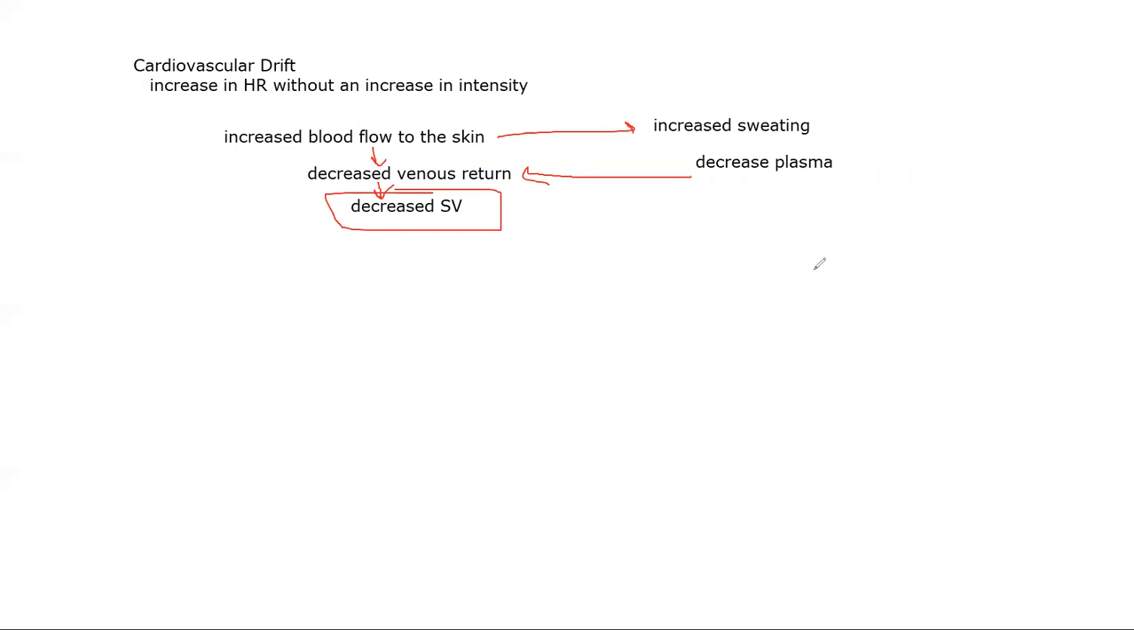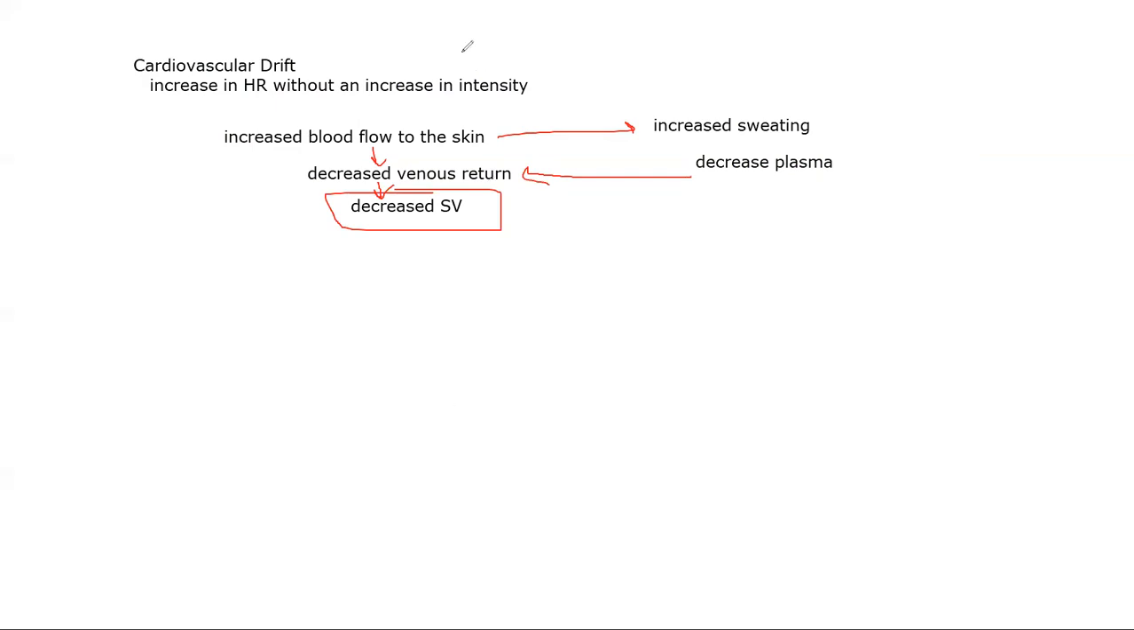So basically what's happening, I know this looks like a bit of a mess. Basically what's happening is you're going to have less stroke volume, okay? Because you're sweating, so you have less plasma, so you have less total blood volume. Less blood going to the heart means less blood out of the heart. You're redirecting blood flow to the skin, so we have less blood going to the heart. Decreased blood to the heart means decreased stroke volume.